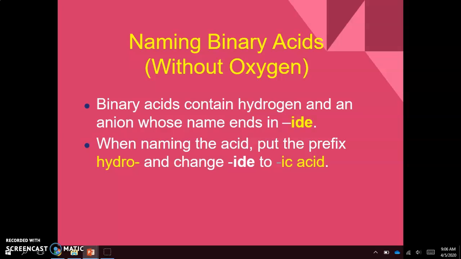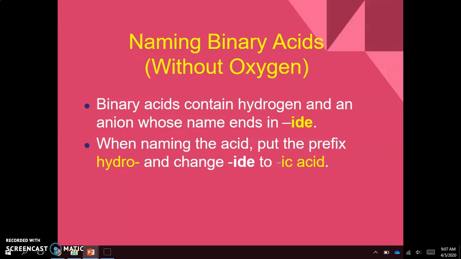So let's take a look at naming binary acids that do not contain oxygen. All of these acids will not have oxygen in their formulas. Binary acids contain hydrogen and an anion whose name ends in IDE. Think of chloride, fluoride, sulfide, along those lines. It's going to end in IDE.